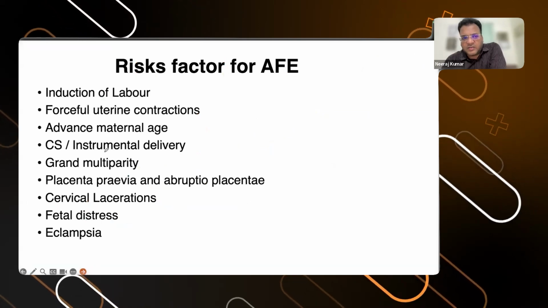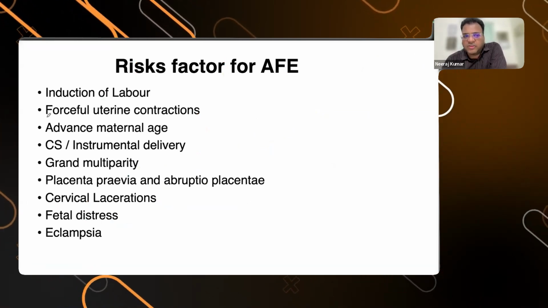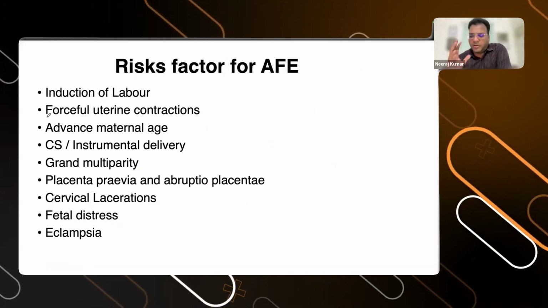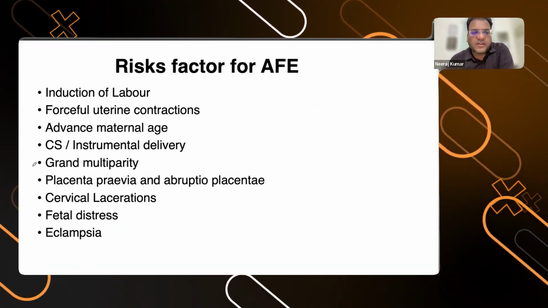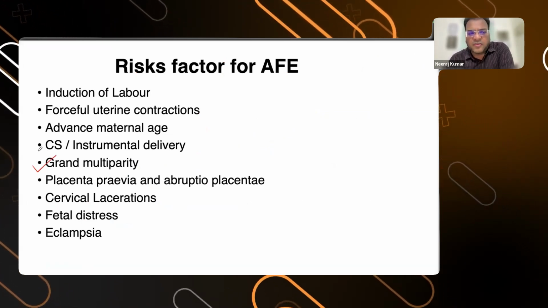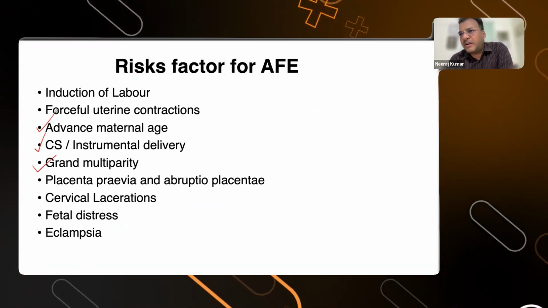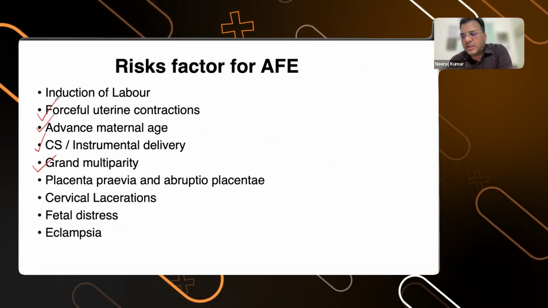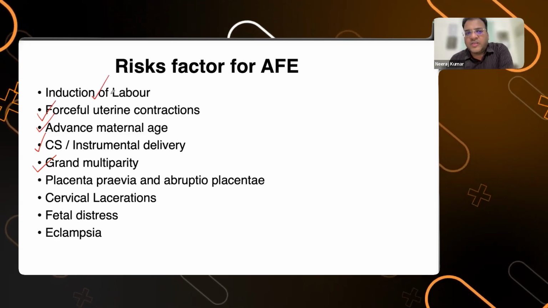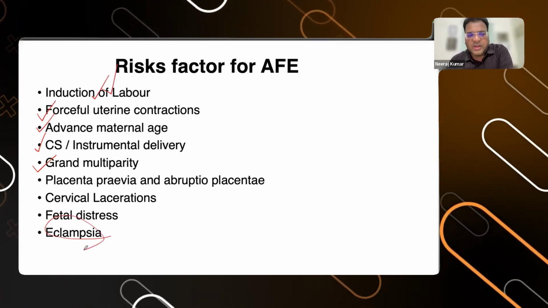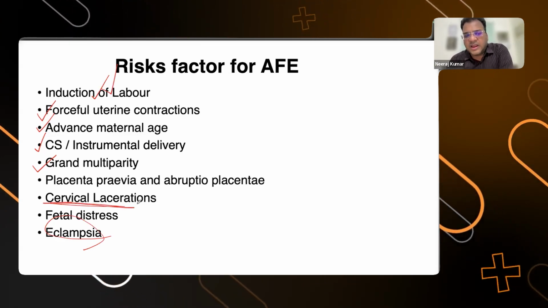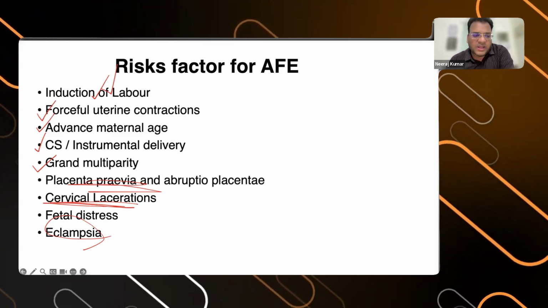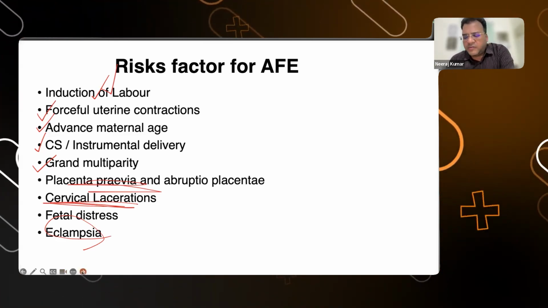First, the risk factors. Definitely in this patient, the risk factor was fetal distress because of the abnormal presentation of the fetus. Although the risk factors can be grand multiparity, instrumentation, delivery, advanced maternal age of more than 35 years, forceful uterine contractions or inducing the labor, if the patient is already eclamptic, if cervical lacerations have happened, or if the patient has placenta previa along with abruptio placenta. So these are all risk factors for amniotic fluid embolism.